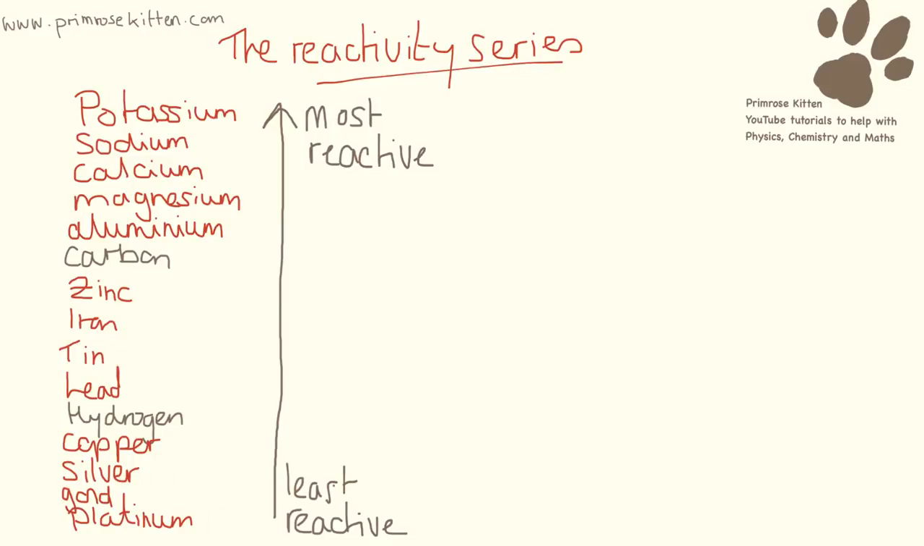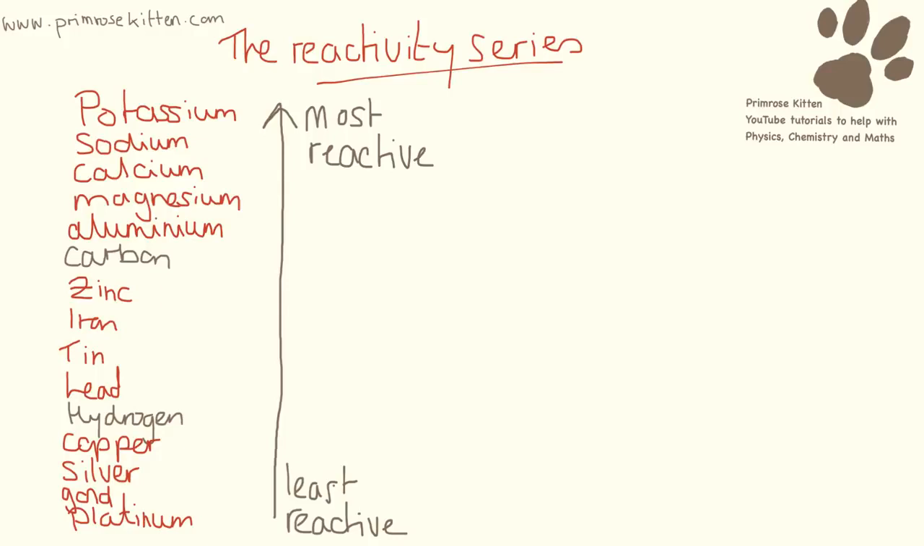So if we notice down here, we have silver, gold and platinum. These are found as metals, as just the pure metal. Because they're so unreactive, you're just going to find them lying around in the ground as silver, gold and platinum. If you've ever been on holiday to Wales, you might have gone panning for gold in a river and you'll find teeny tiny little specks of gold just lying there.